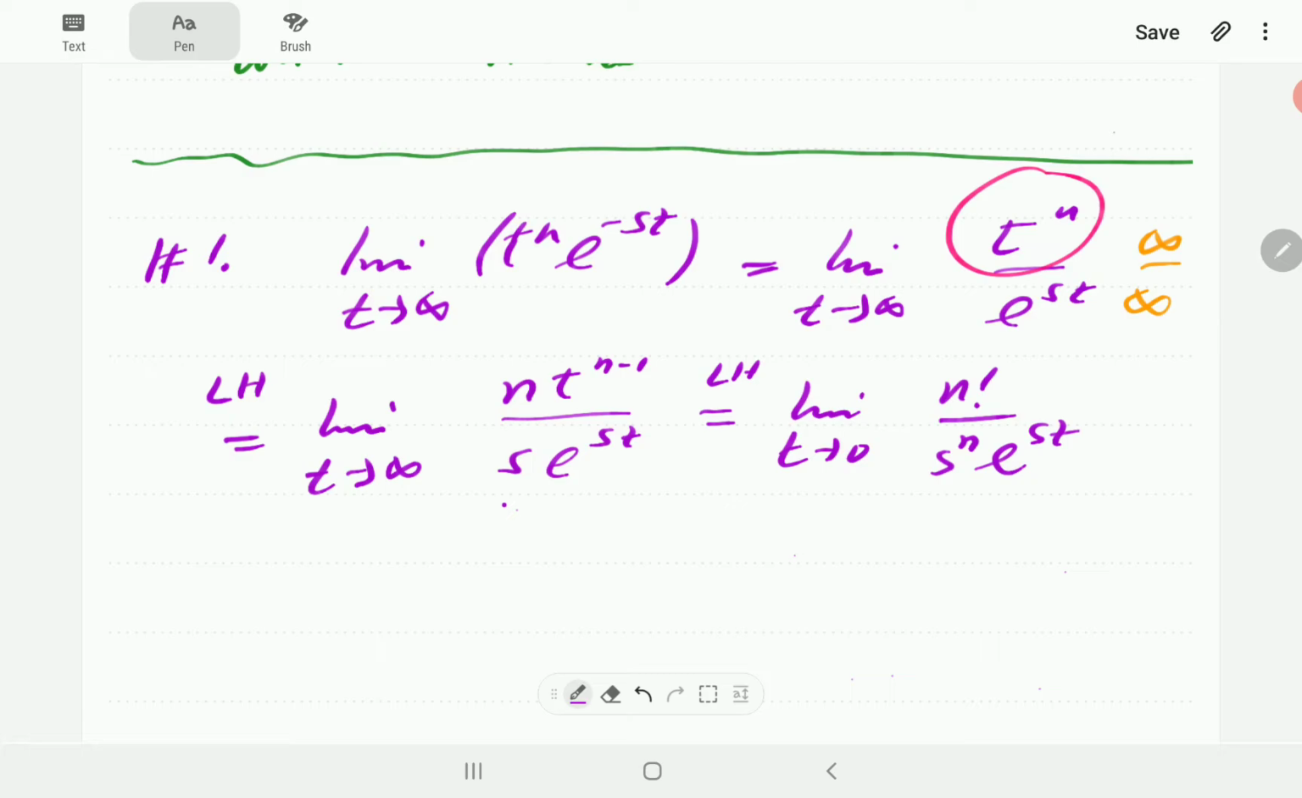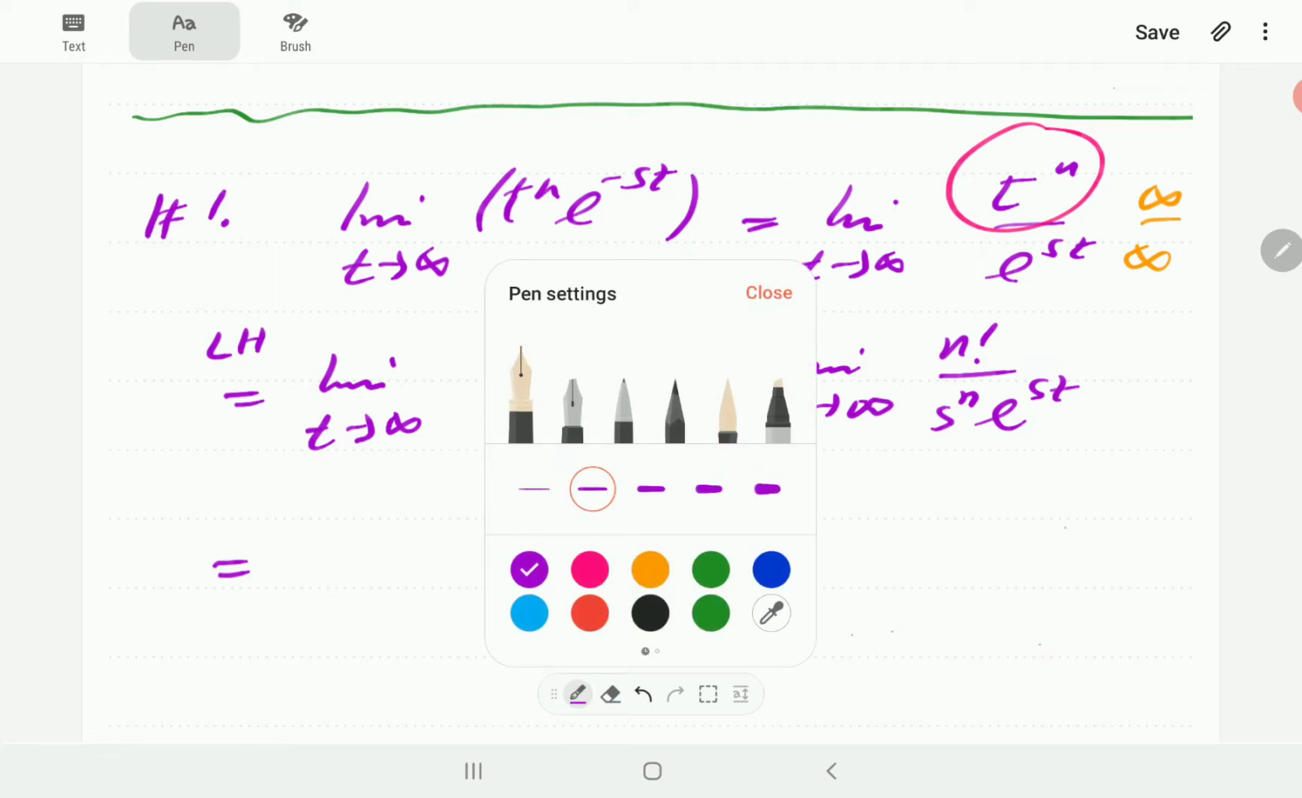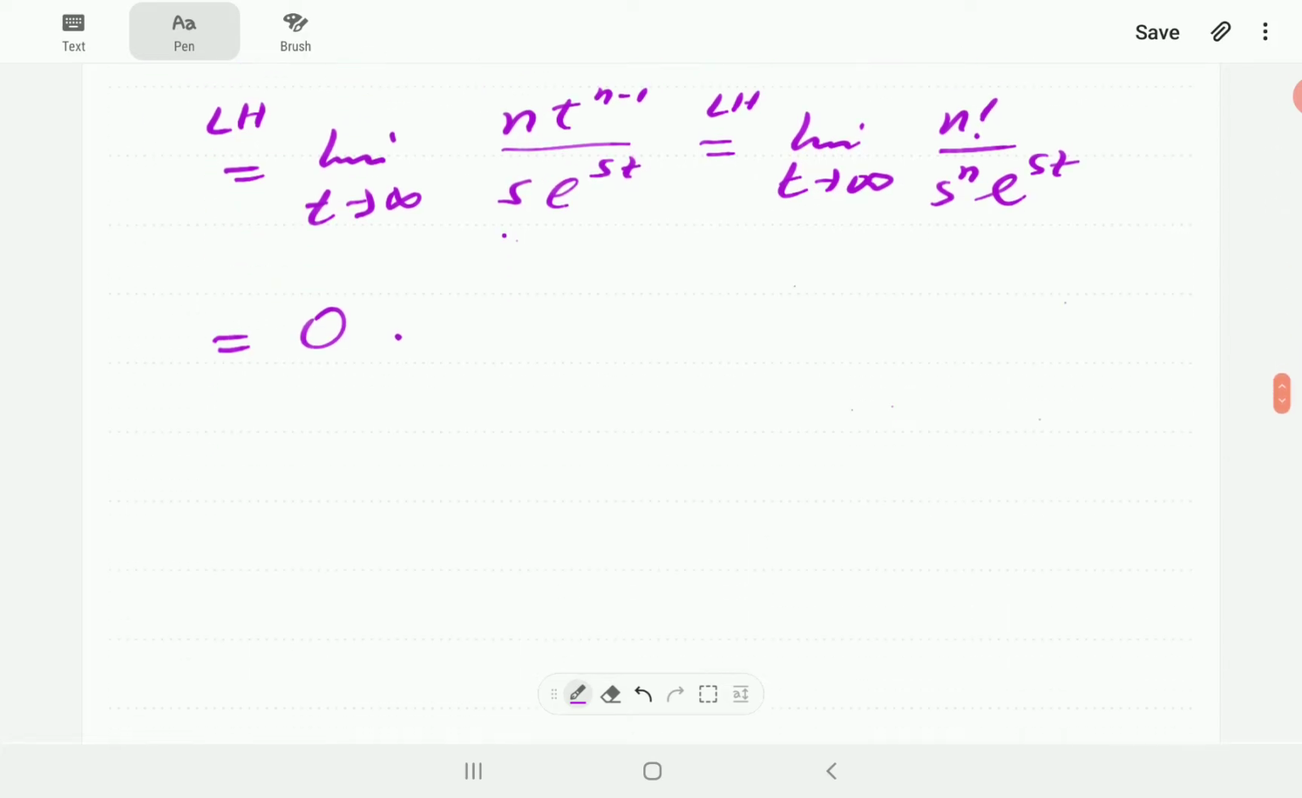Of course, L'Hopital's can be applied repeatedly. Now you're going to see that as t goes to infinity, the numerator is now a constant, so it's just going to remain n factorial. The denominator is going to go to infinity, so the whole thing is going to go to 0. So that is the result we've already made use of in the previous video when computing Laplace transforms using the integral.